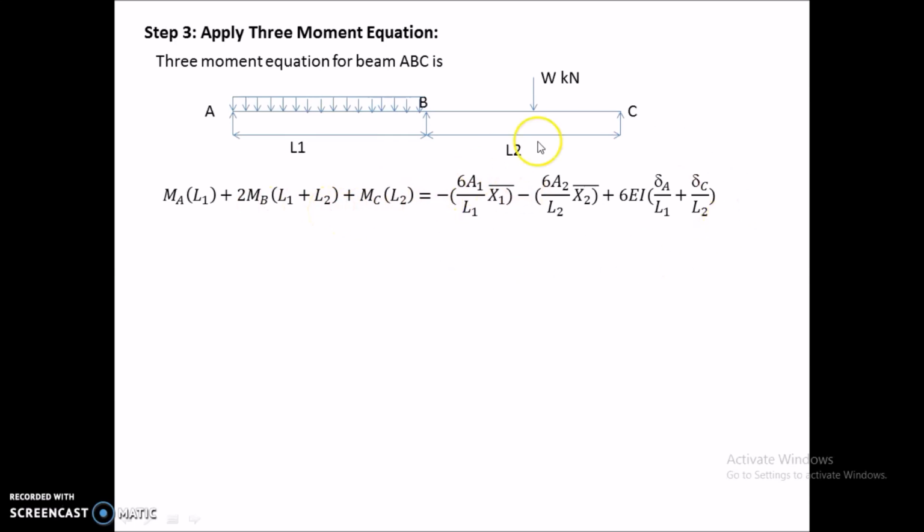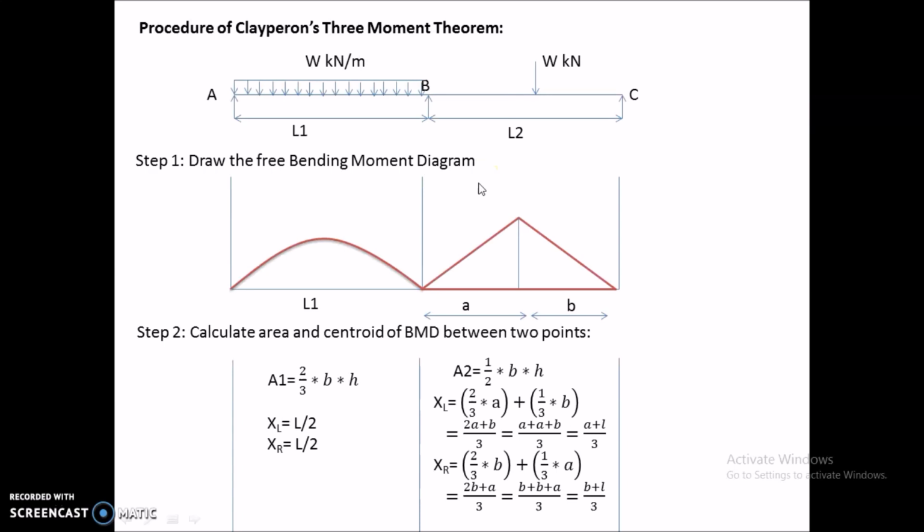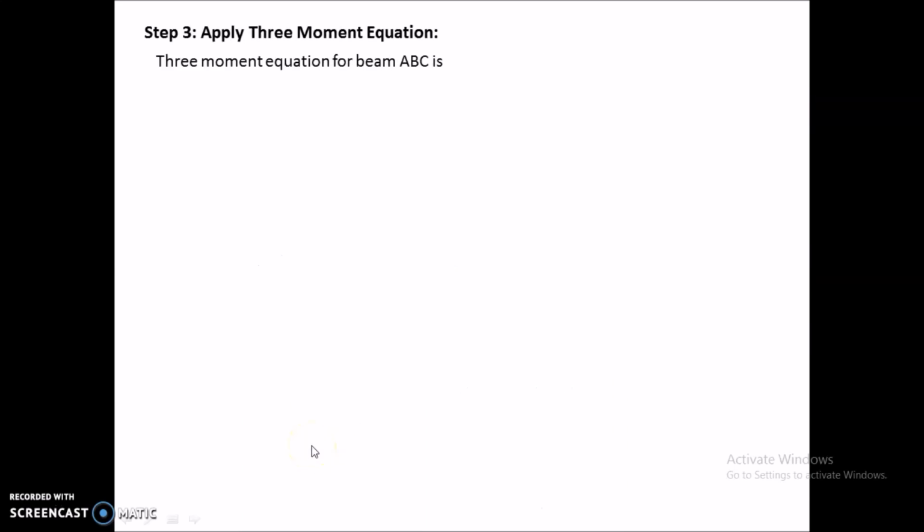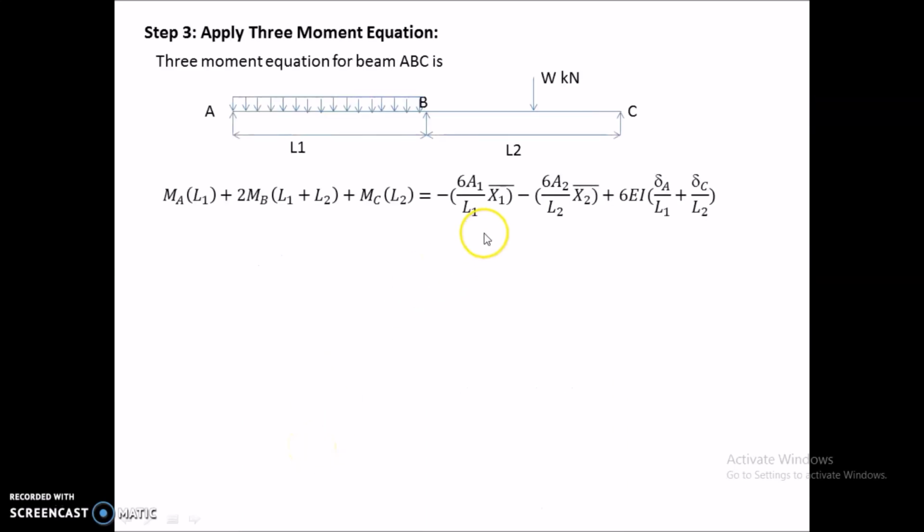Now coming to this right hand side portion, A1 is here. Just now we had calculated these values, A1 and XL values. So we will substitute these values here, XL values and XR values. Coming to this part, delta A and delta C, these parts we will consider when there is a sinking of supports. So I will explain another problem with the sinking of supports in the upcoming class. Then we can consider this. For the present situation, we are only considering a normal beam without sinking, so no need of this part.